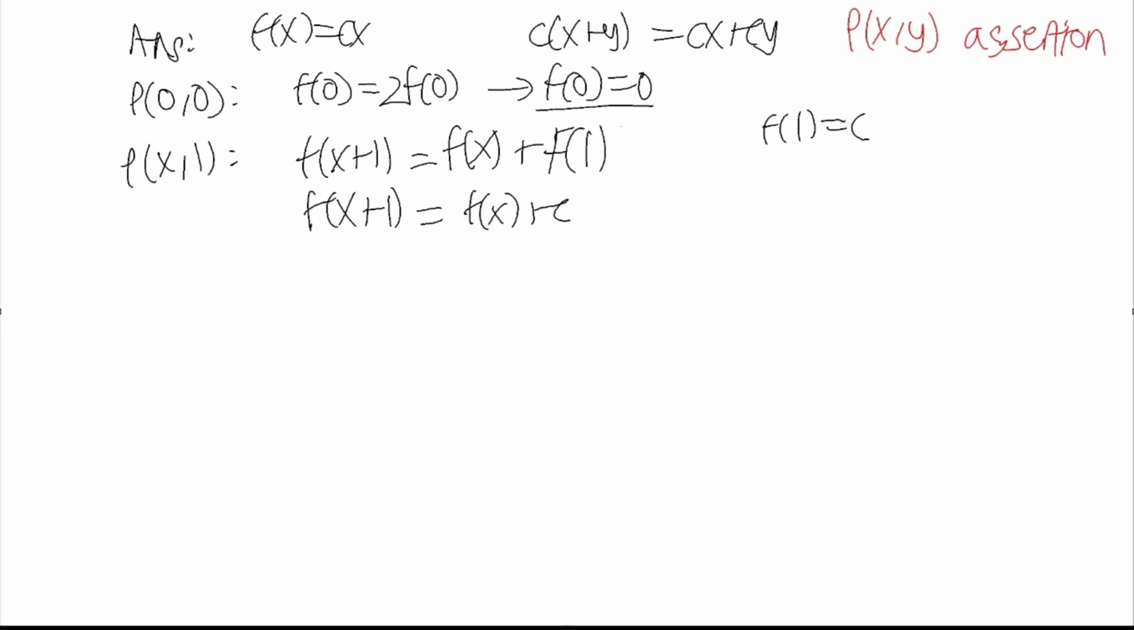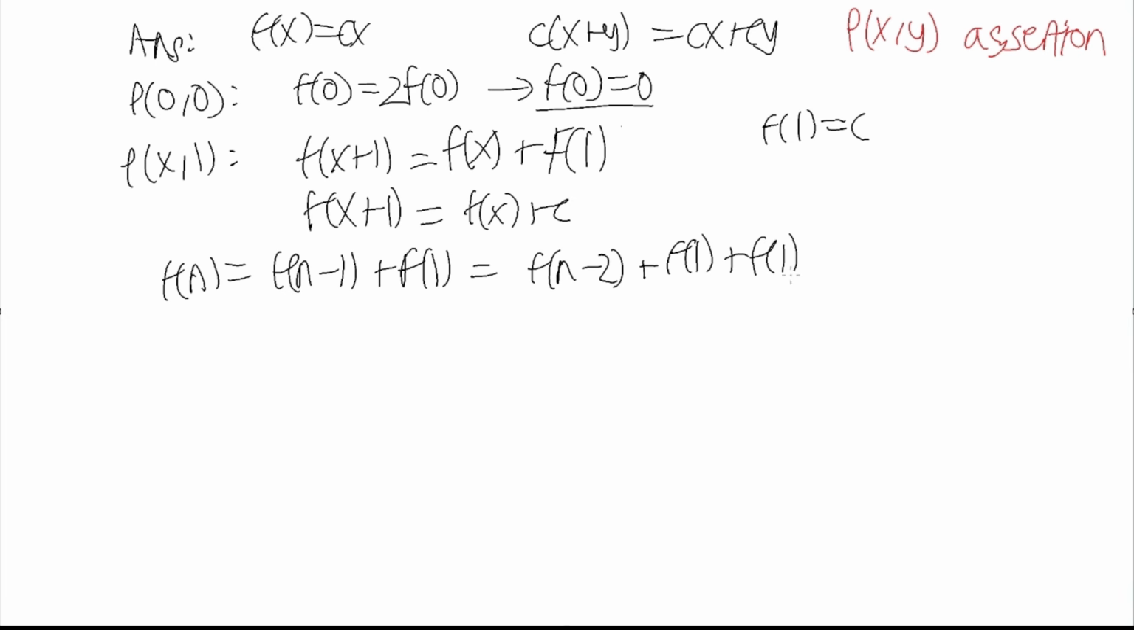And this means that for any positive integer, we get f of n is equal to f of n minus 1 plus f of 1, which is equal to f of n minus 2 plus f of 1 plus f of 1, which is equal to f of n minus 2 plus 2f of 1, plus so on and so forth, and we end up reducing it down to n f of 1, which is cn.